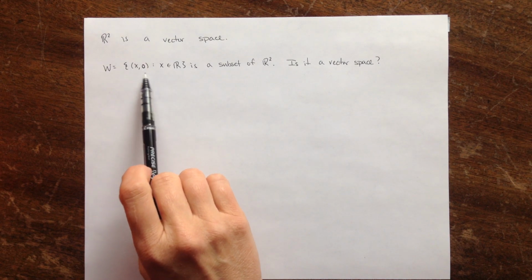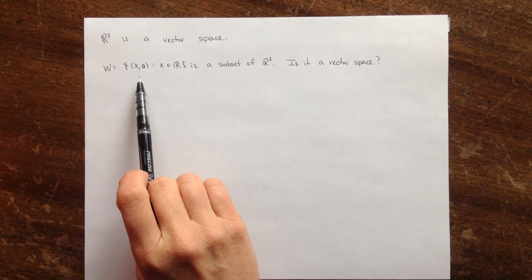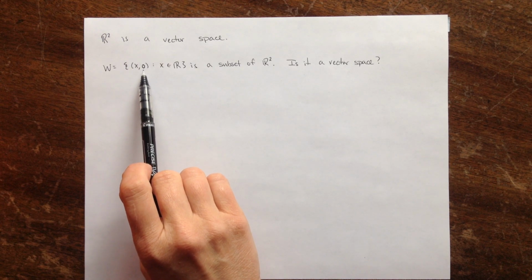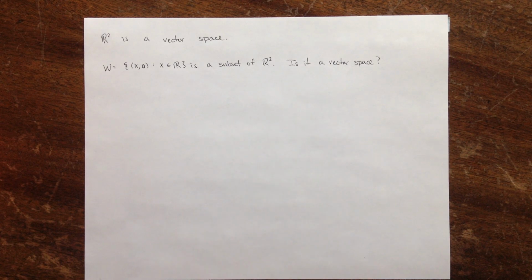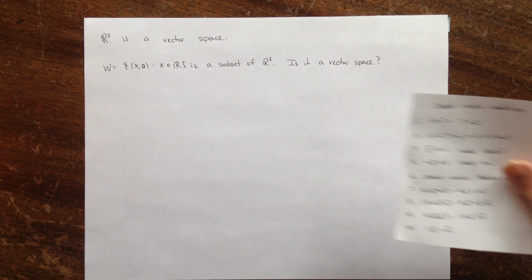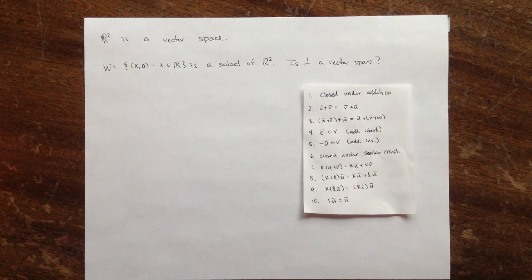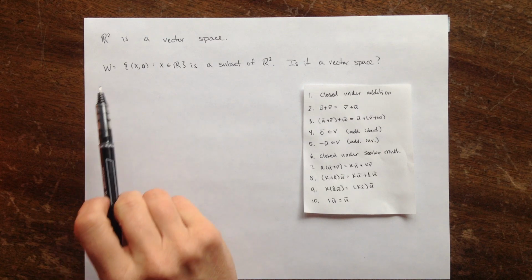So these are ordered pairs, points in the plane, if you want to think about them that way, whose second coordinate is 0. This is really the x-axis. We want to know if it's a vector space. So we could look at the definition of a vector space and make sure that all 10 of those axioms are satisfied by this set W.